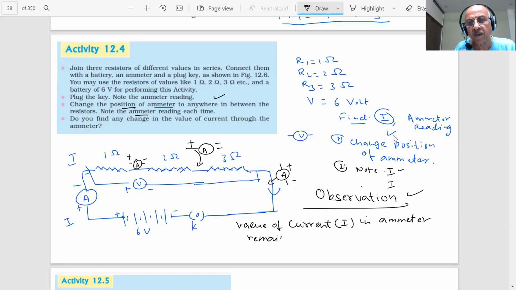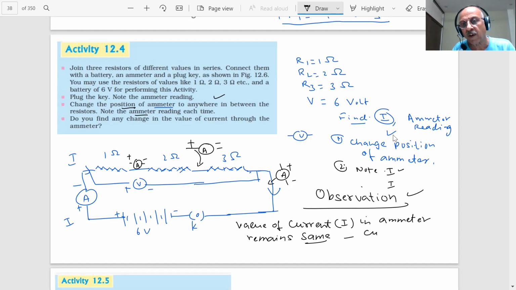Yes, sir, same. It remains the same. These are connected in series, students. When resistors are connected in series, the same current will flow. The value of current in the ammeter remains the same. Okay? The current is the same in every part of the circuit.